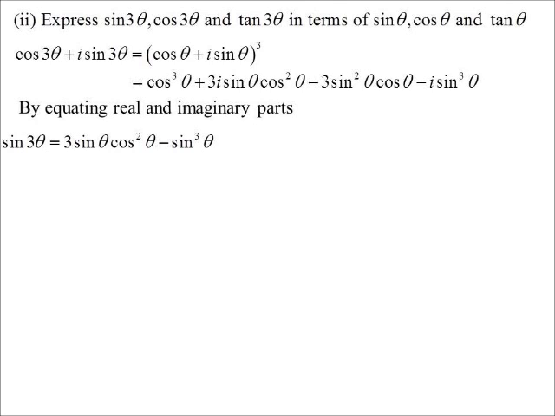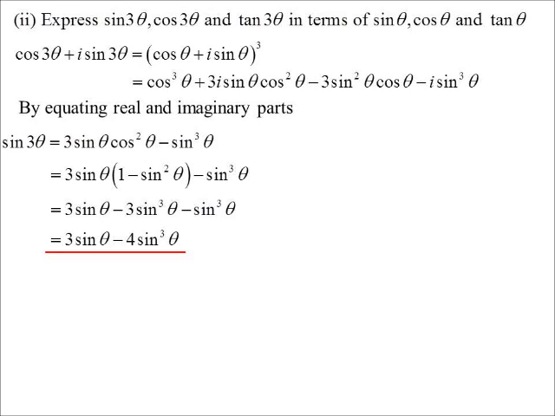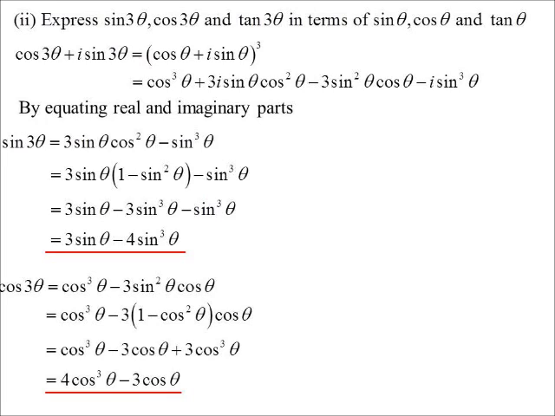Now, if I want it all in terms of sin theta, I'll sub in 1 - sine squared for cos squared, and then that's all in terms of sine. And cos 3 theta, similarly, if I want it all in terms of cos, then I can exchange 1 - cos squared for sine squared, and we've got our results, which, again, is a lot quicker.